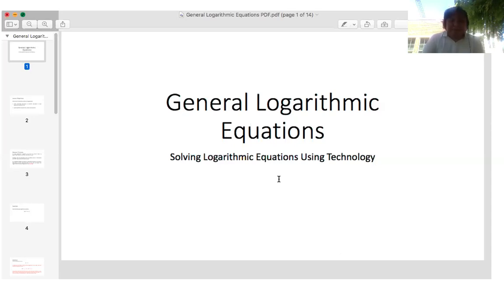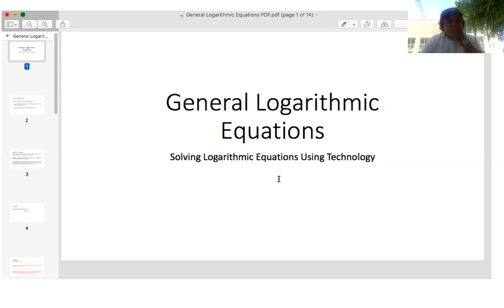Now, this is the problem, right? 10 raised to the x minus 2 is equal to 7. The problem is, 7 cannot be expressed as an exact power of 10. 10 raised to a particular number could not be 7. So in which case, we cannot actually solve this through any of our regular methods. Thus, we will definitely rely on using technology to solve this one.